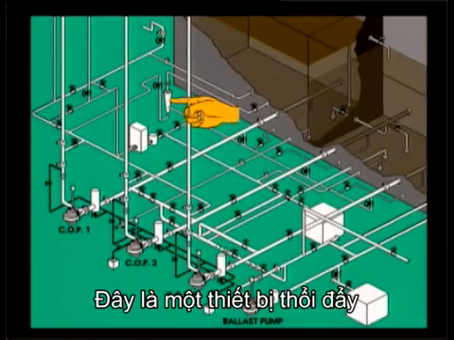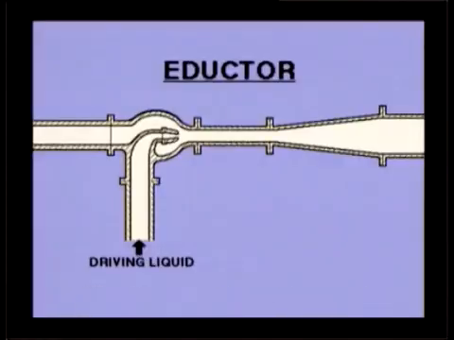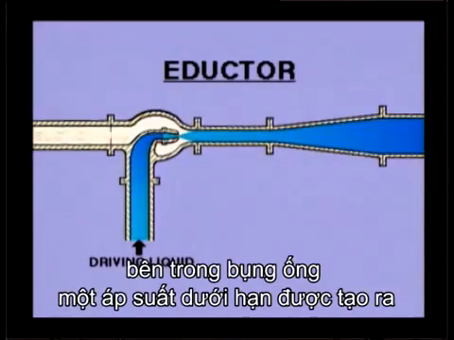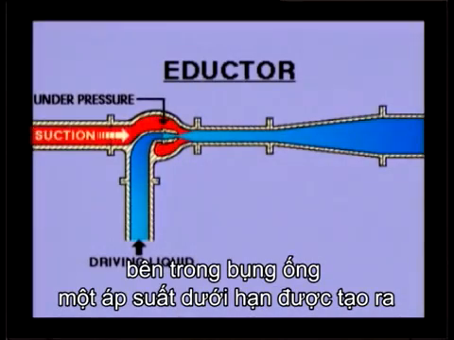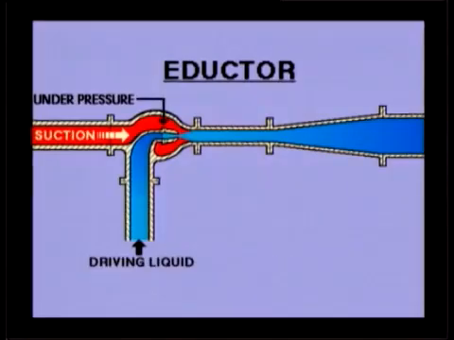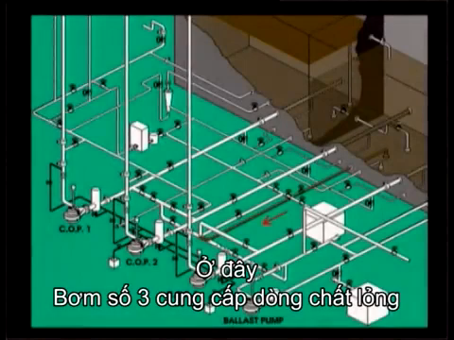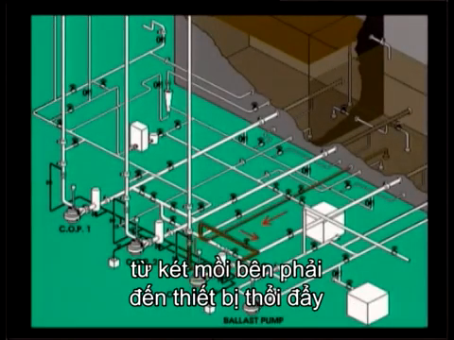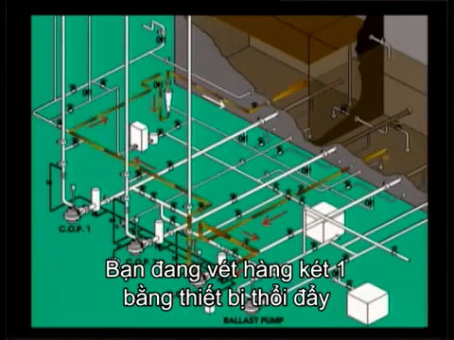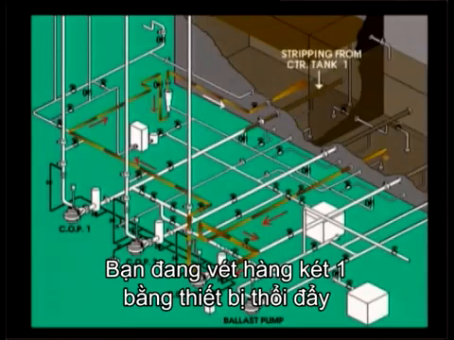This is an eductor. When the driving liquid passes the nozzle, inside the venturi, an underpressure builds up. An eductor will suck as long as the driving liquid is supplied at sufficient pressure. Here, cargo pump number 3 provides driving liquid to the eductor from the starboard slop tank. You are stripping cargo tank 1 with the eductor.